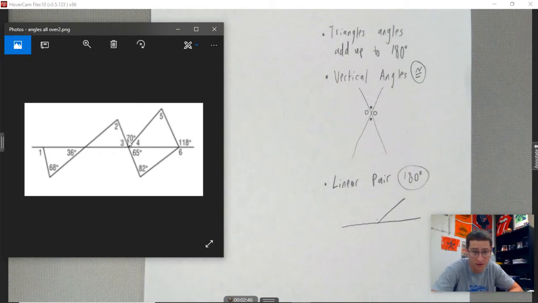And then don't forget, for example here with the 74 and 65, technically these three don't form a linear pair, but they do add up to 180. So even if you have three, because I've got this straight line right here, that's 65, so 65 plus 70 plus angle 4, whatever that is, would add up to 180. Okay, so I just wanted to give you some tools to approach this problem.